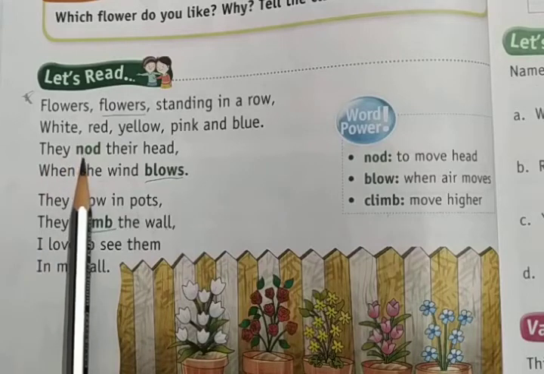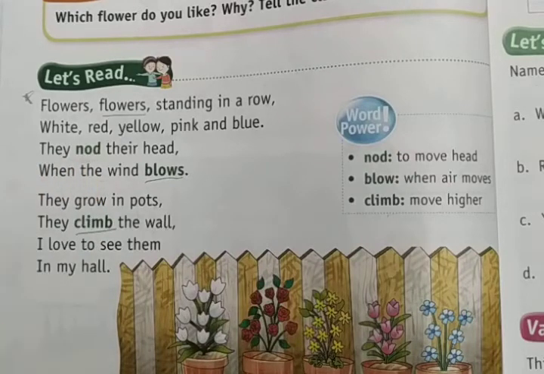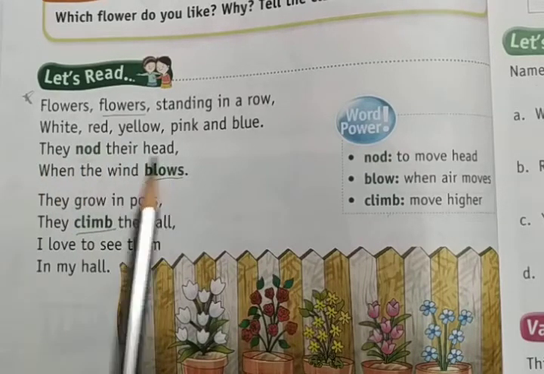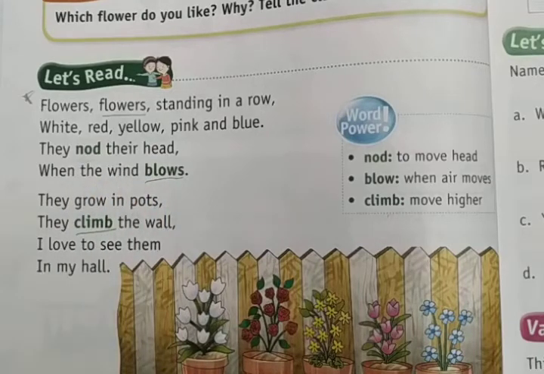They nod. Nod means to move the head. They nod their head when the wind blows. When strong air blows, that's called wind, they nod their head. The flowers move like this. That's called nodding the head.